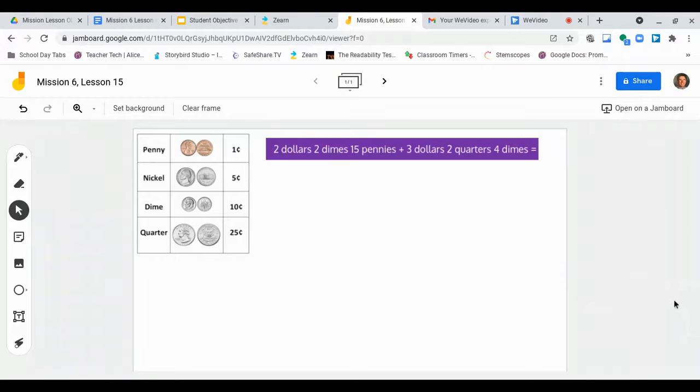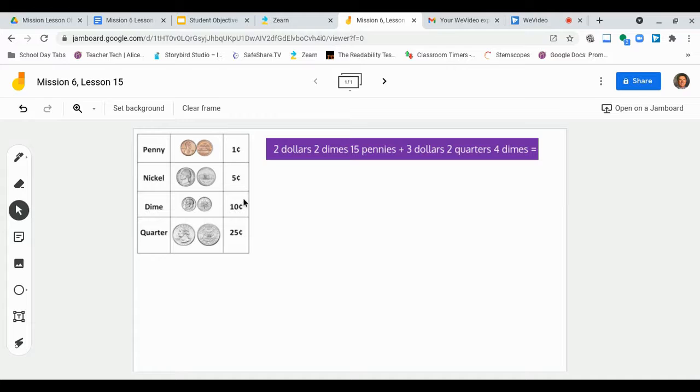Now, first off, we need to review the value of money. We should be familiar with this, but just in case we're not, let's take a quick review. A penny is worth 1 cent. A nickel is worth 5 cents. A dime is worth 10 cents, and a quarter is worth 25 cents. And how many cents make up a dollar? That's right, 100 cents make up a dollar.